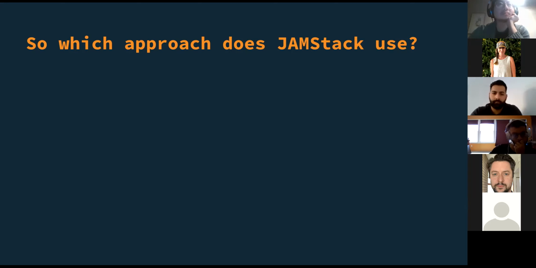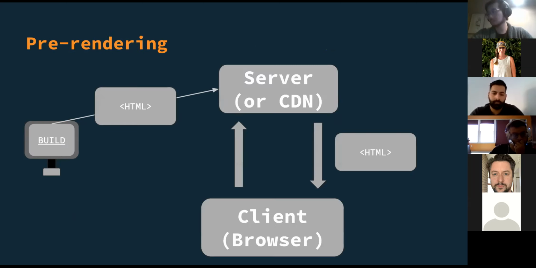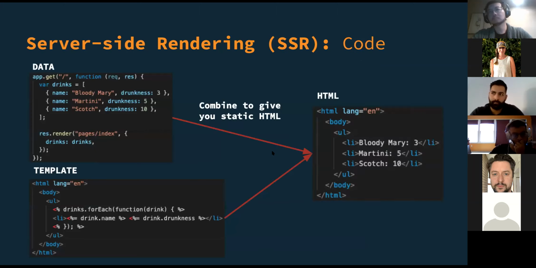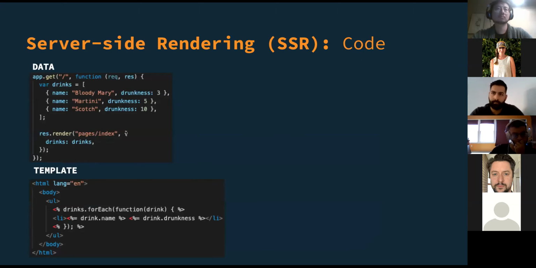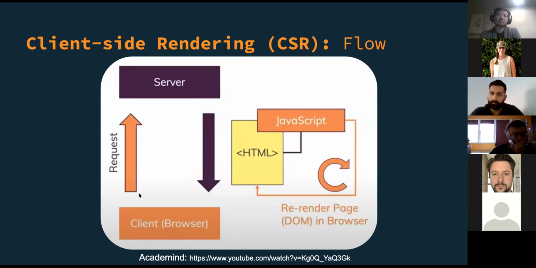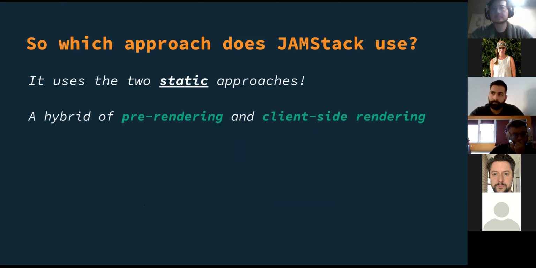So do we use client-side rendering or pre-rendering? The answer is we really use both. It uses the two approaches that allow you to send static assets. Because notice again, with this, we just have static HTML. And with this, it's static HTML and static JavaScript, which just has everything it needs baked in. Whereas with this approach, this happens on the server. So JAMStack wouldn't be able to do this on a CDN. That's why JAMStack uses CSR and pre-rendering. Cool. All right, so it's really a hybrid of CSR and pre-rendering.